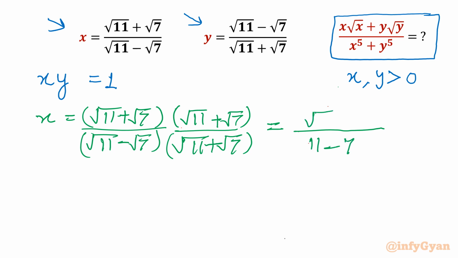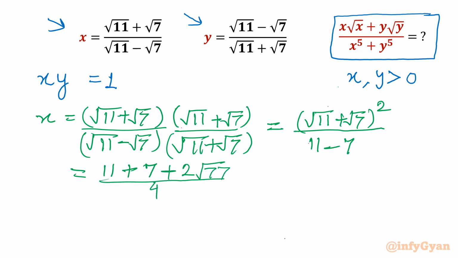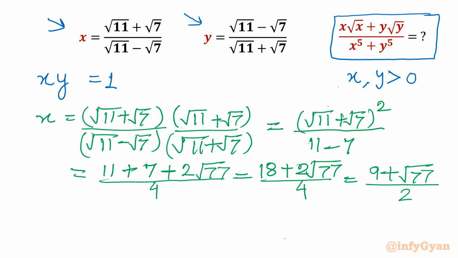The numerator is (square root 11 plus square root 7) whole square. Let's expand using the algebraic formula: (a plus b) whole square is a square plus b square plus 2ab, and the denominator is 4. So this is 18 plus 2 root 77 divided by 4, or (9 plus root 77) over 2.